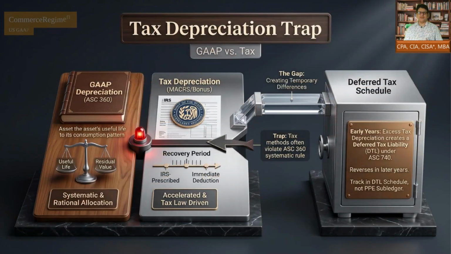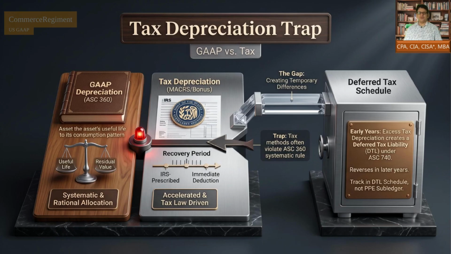Book depreciation and tax depreciation follow different objectives. US GAAP depreciation reflects expected useful life, residual value, and benefit consumption. Tax depreciation, such as MACRS or bonus depreciation, follows tax law and may ignore residual value. Using tax depreciation automatically for US GAAP usually violates the systematic and rational allocation requirement.